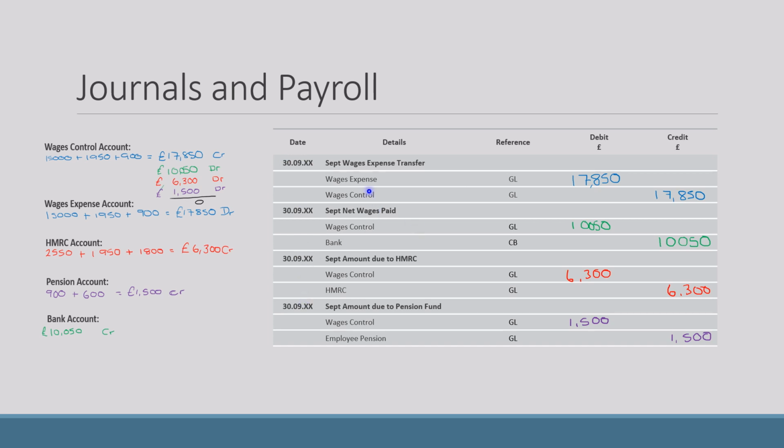So you have your date, you have the details of what's being put through, your reference, your general ledger cash book, and then your debits and your credits. If you need a recap on what journals are, I do have a separate video which you can have a look at as to what the journal is and how we use them. But in terms of the payroll and the figures that will go into payroll and the accounts that they affect from a double entry perspective, this is what this slide and the previous slide have been explaining.